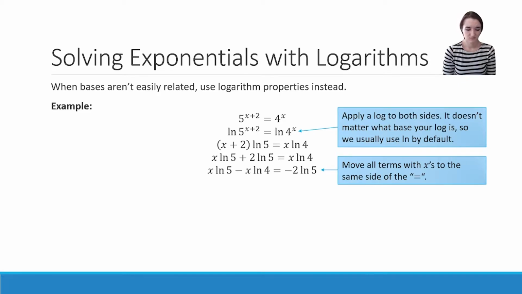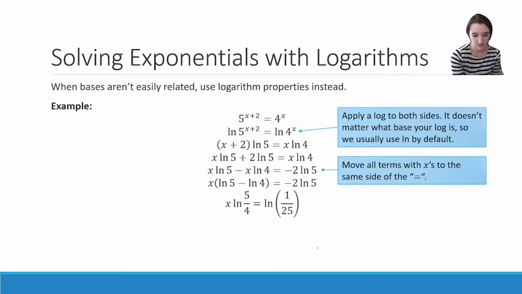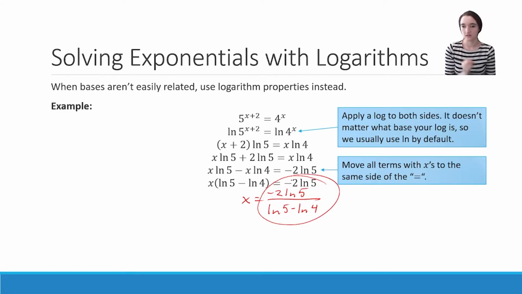And our final couple steps are just going to be bring that x out, factor it out like this, and divide, like so. So we get x is equal to negative 2 ln 5 over ln 5 minus ln 4. All of this is ugly, obviously, but it is something that we can evaluate. We can plug this into a calculator and figure out what number it is. Again, it's not necessarily pretty, but it's certainly something we can do.